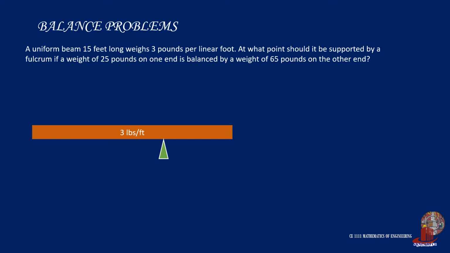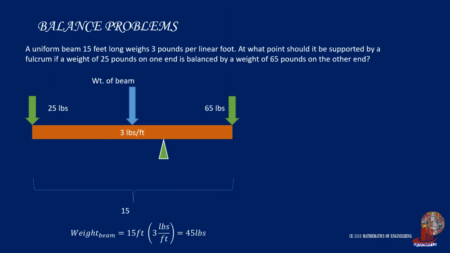The unit weight multiplied by its length is taken as the total weight of the beam. In the example, 15 feet of 3 pounds per foot is equal to 45 pounds. The total weight is always applied to the center of the beam. Take note that it is the center of gravity.